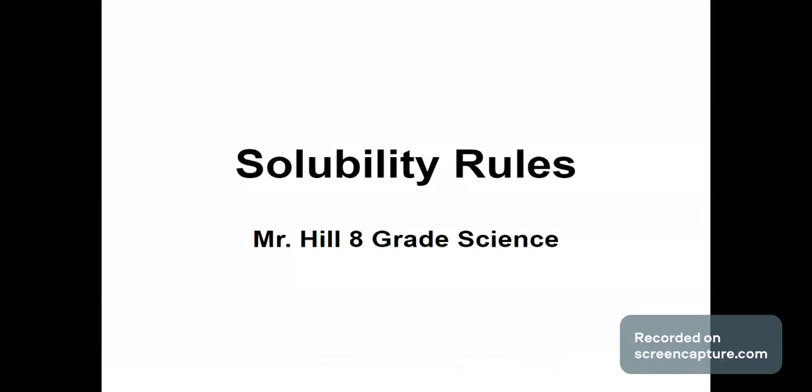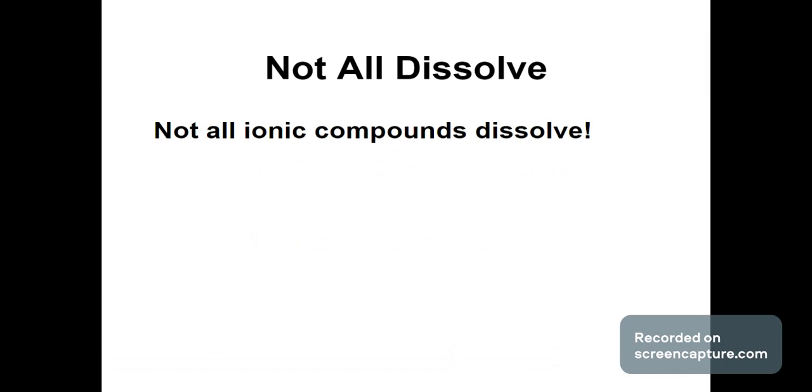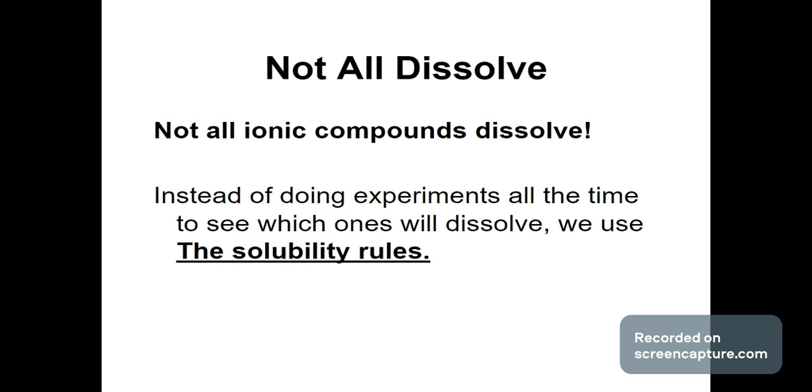We're talking about solubility rules, as in the rules that help dictate what can be soluble and not be soluble. Not all ionic compounds are soluble. Our favorite one, salt, for example, sodium chloride, we overuse a lot. Instead of doing experiments all the time, we can use rules to help us determine what is what, because experiments are expensive. We may not always have the time or the opportunity to do the experiments. So here are some rules about it.